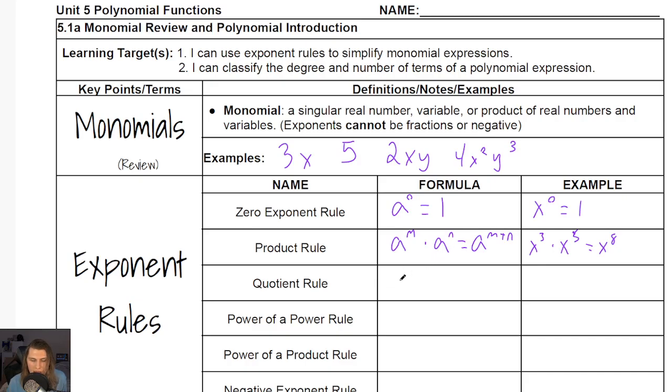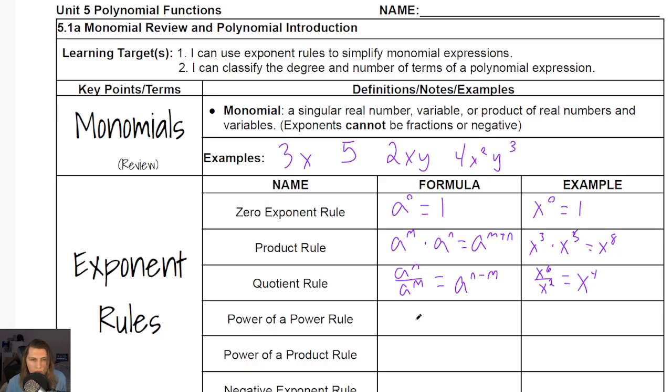So multiplying, we add. With dividing, we're going to do the opposite. So we have a to the n over a to the m equals a to the n minus m. Again, if we want to see this, let's say we have something like x to the 6th over x squared. This is going to be 6 minus 2, so we have x to the 4th. If I am moving too fast, remember you can slow me down or pause and go back.